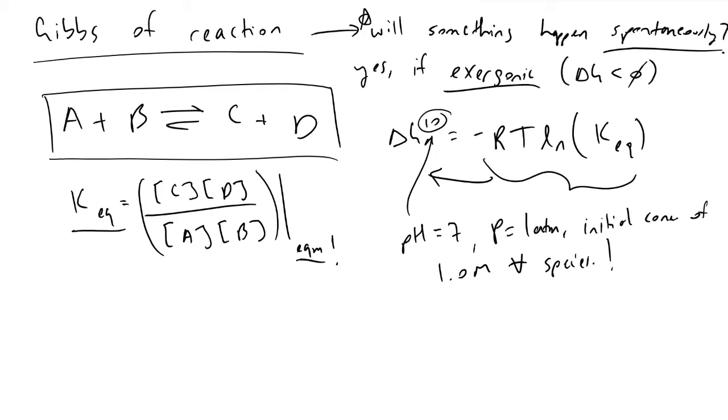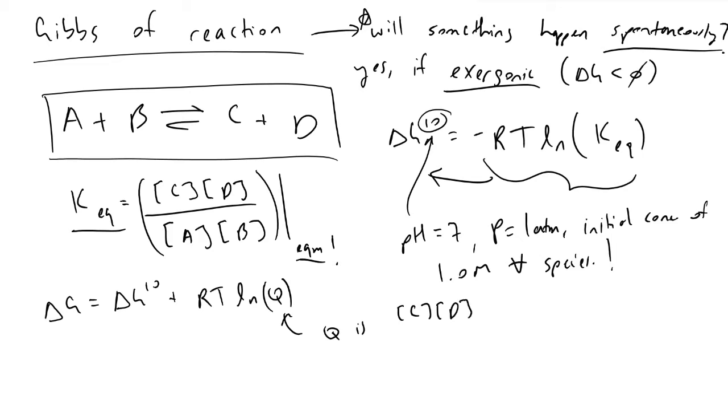And so what we'll do now is define another relation that tells us that the Gibbs of reaction is equivalent to the standard Gibbs of reaction, delta G prime naught that we've just defined, plus the ideal gas constant times the temperature times the natural log of this constant called Q. And Q does not necessarily equal K. Q is the concentration of your products over concentration of your reactants at some time t, or at some state.